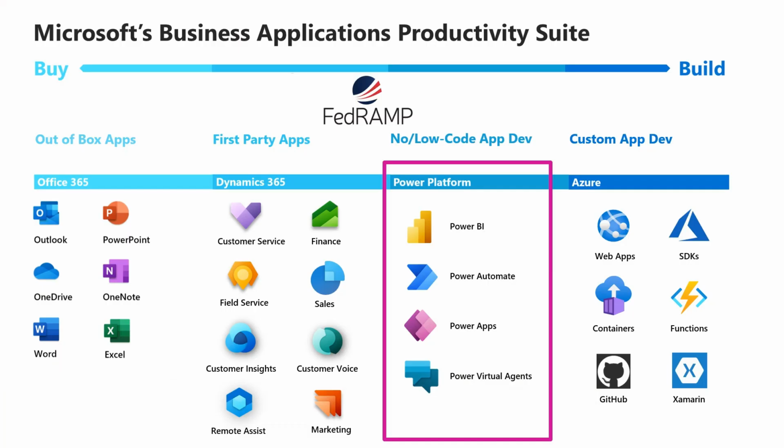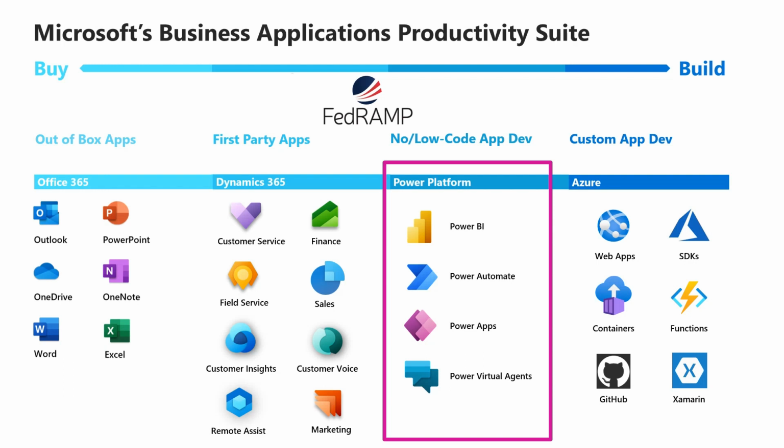So really briefly, I just want to talk about the Business Applications Productivity Suite because you're going to hear some of these terms in the demo portion. To start, we have the out-of-the-box apps, which I'm sure many of you use on a daily basis. Then all the way on the right side, we've got the custom app development tools under Azure. This is more for that more intense development, coding type of situation. That's what those apps are for. And then we have the no-code, low-code app development side of the house, and this is the Power Platform.